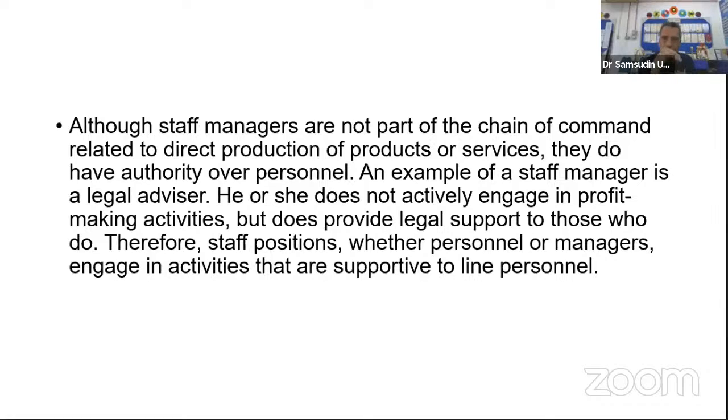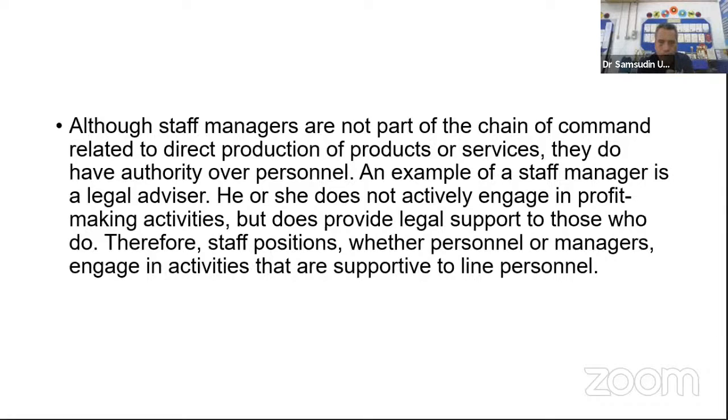But this staff manager does not actively engage in profit making activities. They are not part of the operation, not part of the daily operation of the organization. For example, they are not part of sales or the selling activities. Their part is only administration.